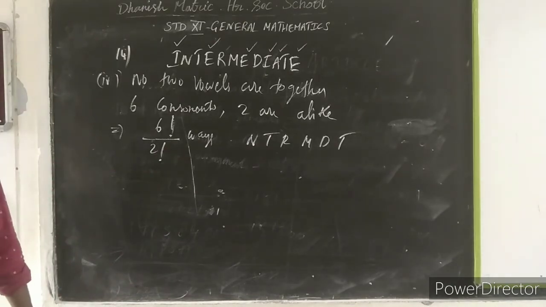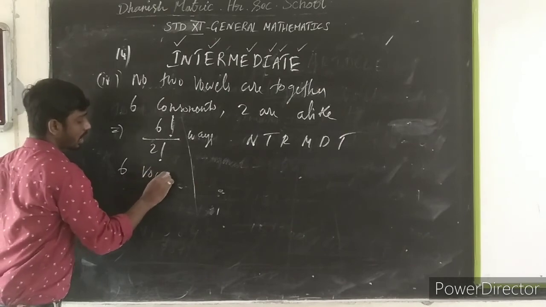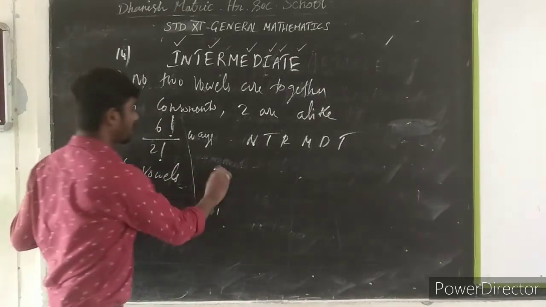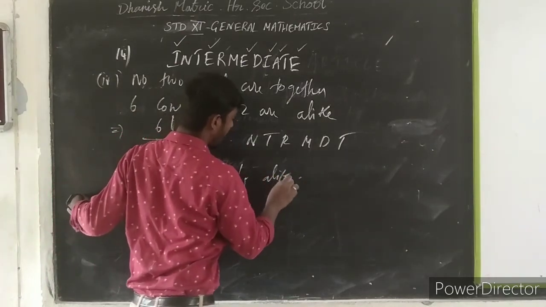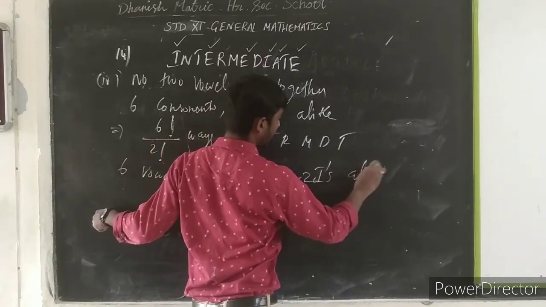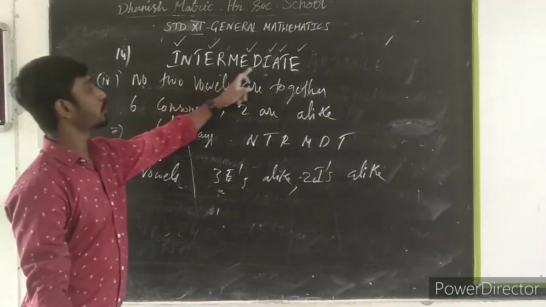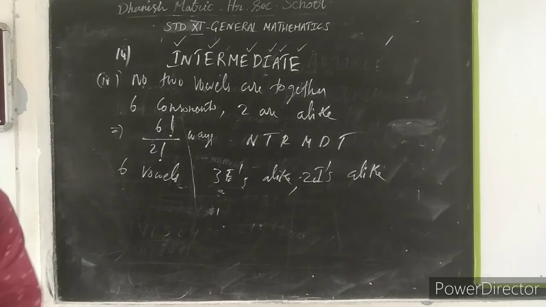Now we look at the vowels. How many vowels are there? 6 vowels. 3 E's are alike and 2 I's are alike. 1, 2, 3, so 3 E's and 2 I's are alike here. The remaining is this one.